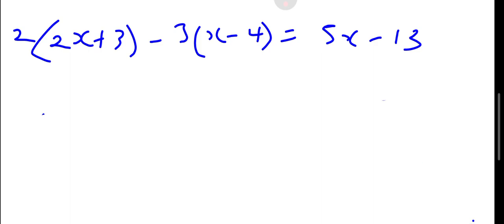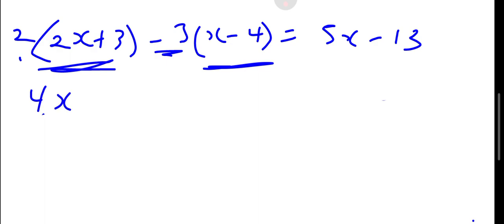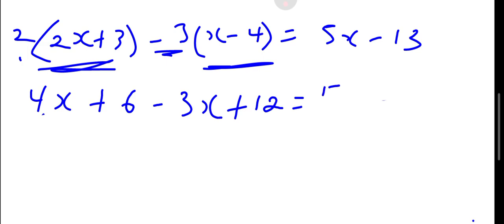So again, we have brackets, so it means we have to expand the brackets. So 2 multiplies everything here, negative 3 multiplies everything here, right? So 2 times 2x will give us 4x. 2 times 3 will give us what? 6. So negative 3 times x will give us what? Negative 3x. Negative 3 times negative 4 will give us what? Positive 12. So we go to what's on the right side, 5x minus 13.